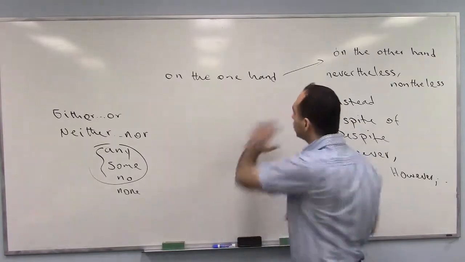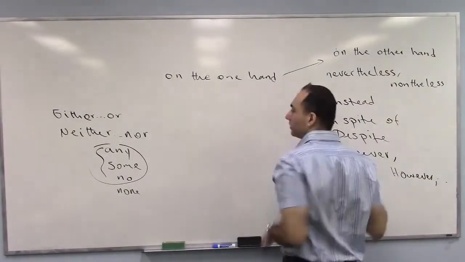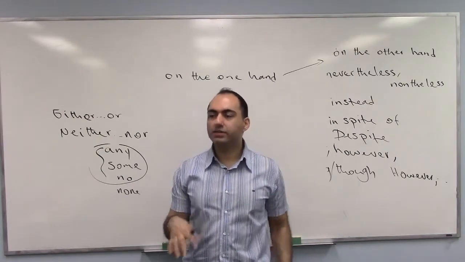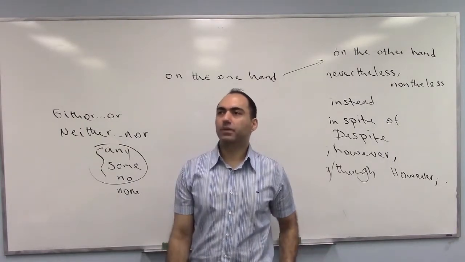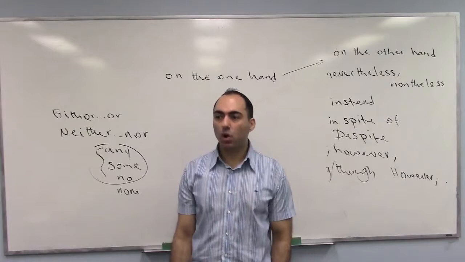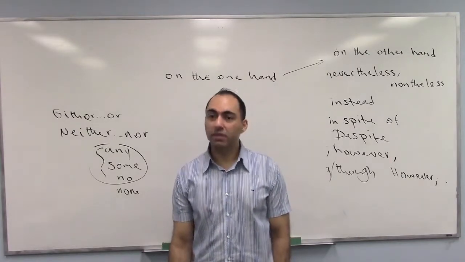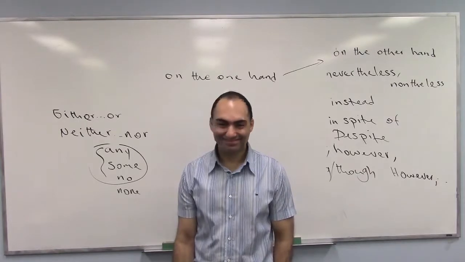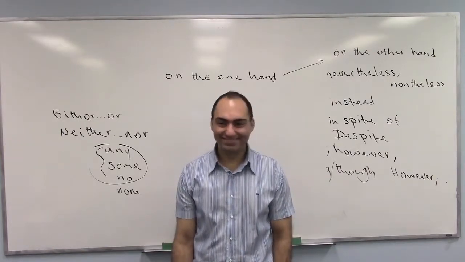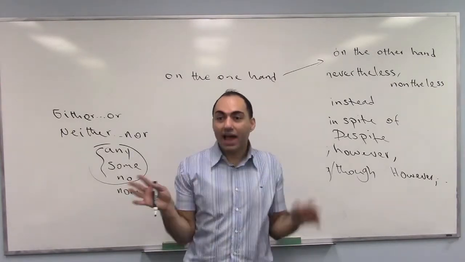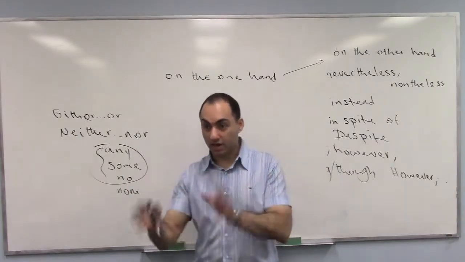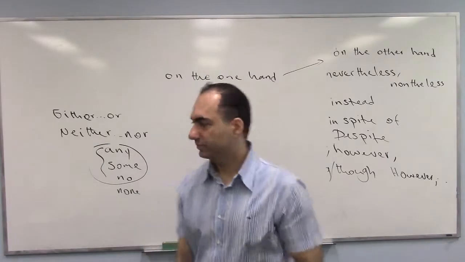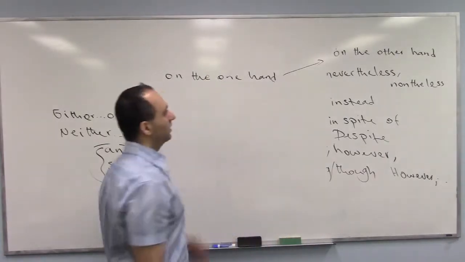But if I don't say this, can I say on the other hand without on the one hand? Yes. I can say, Canada is very cold. On the other hand, the people are very unfriendly. So I don't have to say on the one hand to say on the other hand. But if I say on the one hand, I need to say on the other hand.